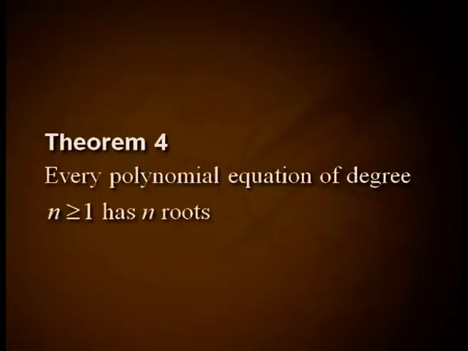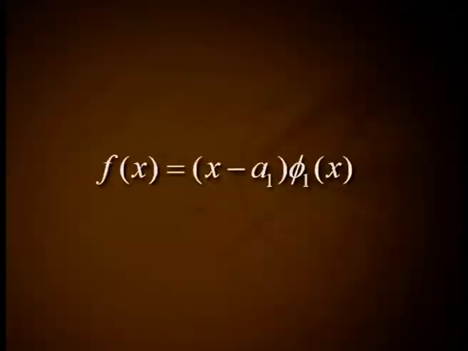Theorem 4. Every polynomial equation of degree n greater than or equal to 1 has n roots. Proof. We prove the theorem by mathematical induction. Suppose f of x equal to 0 is a polynomial equation of degree n equal to 1. By the fundamental theorem of algebra, the equation f of x equal to 0 has a root. Let this be denoted by a1. Then f of a1 equal to 0, and hence by the factor theorem f of x is divisible by x minus a1, so that f of x equal to (x minus a1) into phi 1 of x, where phi 1 of x is a polynomial function of degree 0, hence phi 1 of x is a non-zero constant, and hence the equation f of x equal to 0 has exactly one root.